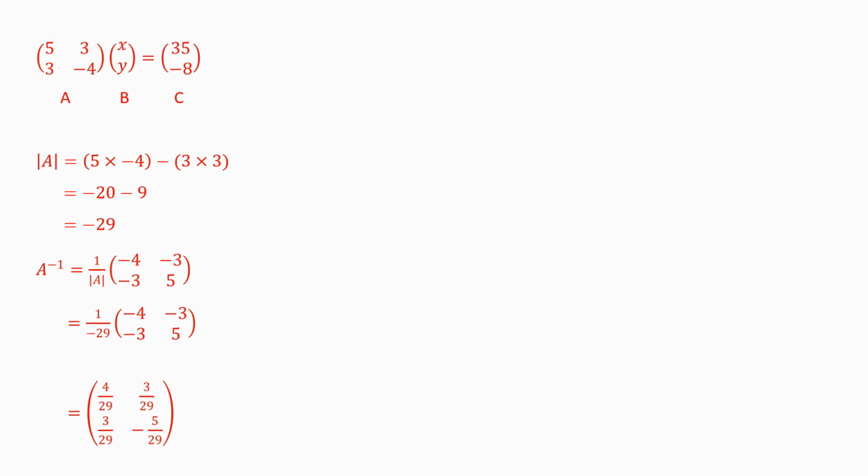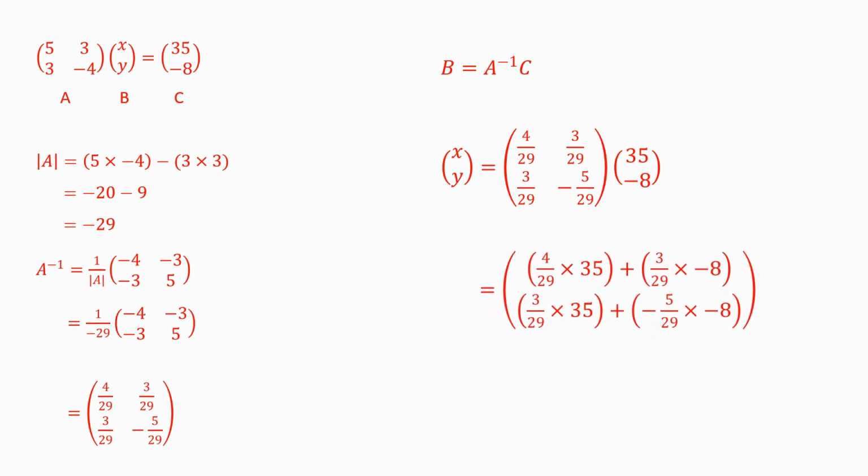And so our B will be the reciprocal of A times C, or A times its reciprocal, which forms an identity matrix, times B, which is equals to the reciprocal of A times C. So we substitute the figures. We have xy is equals to 4 over 29, 3 over 29, 3 over 29, and negative 5 over 29 times 35, negative 8. So opening the brackets, we shall have 4 over 29 times 35 plus 3 over 29 times negative 8.